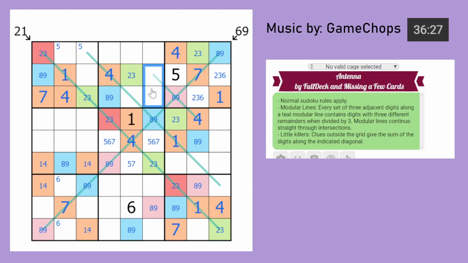I was like, can the reds be in those cells? I don't think so.